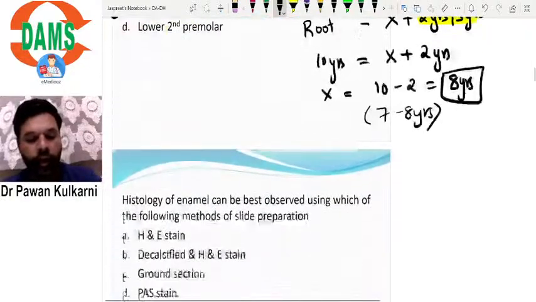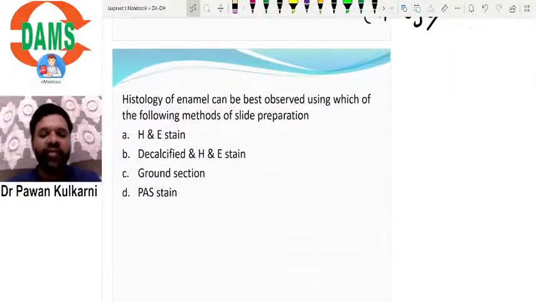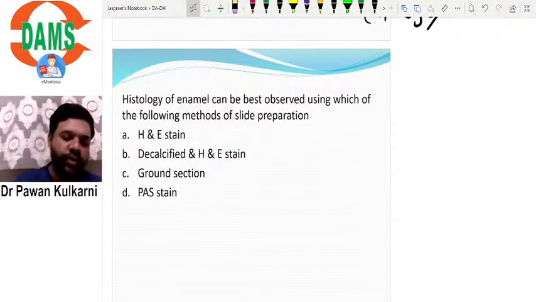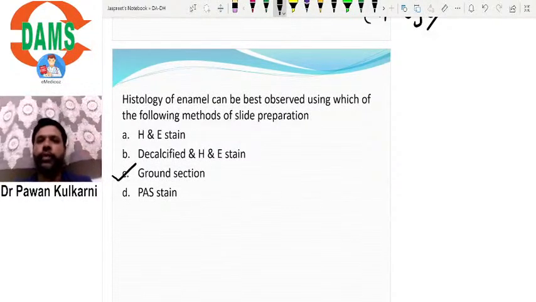Okay, now going on to the next question. Histology of enamel can be best observed using which of the following methods of slide preparation? That means we have to study the enamel. Enamel is a hard tissue, the hardest tissue. The best way to study enamel is always through a ground section.